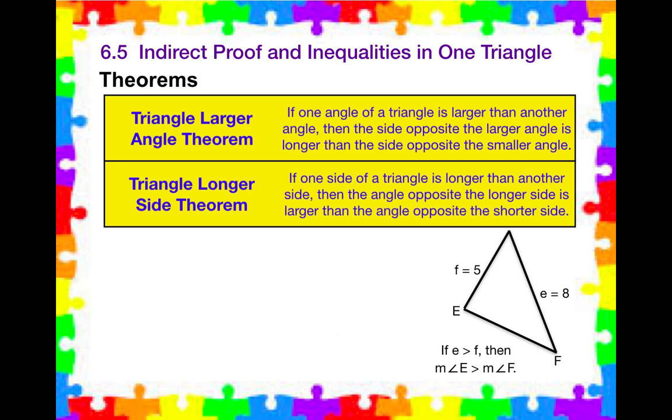The triangle longer side theorem says if one side of a triangle is longer, so here I have a side and a side length, then the angle opposite the longer side is larger. So E is going to be larger in angle than F is, because the side lengths, one is larger than the other.